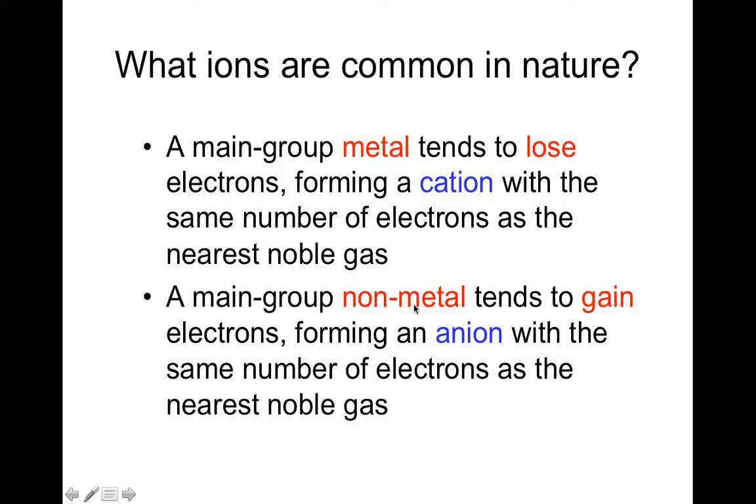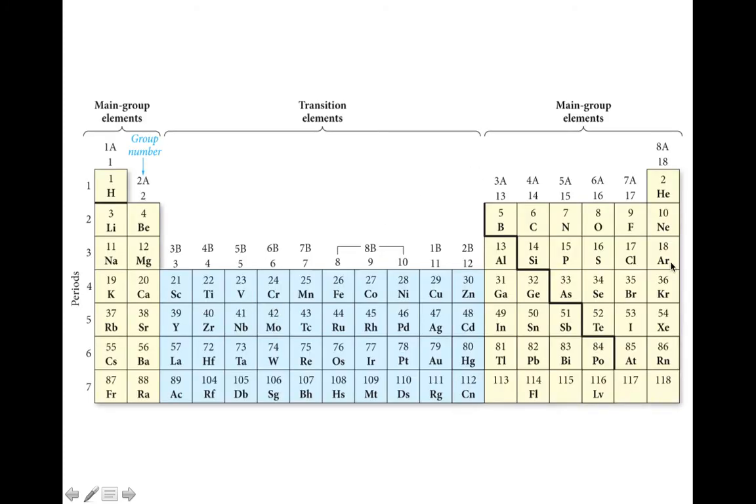A main group nonmetal tends to gain electrons, forming an anion with the same number of electrons as the nearest noble gas. Let's look at this one here, fluorine. Fluorine has 9 electrons, so it has a tendency to gain an electron, in other words, make 10. That will make it F minus, which we call fluoride, and it will have the same number of electrons as the nearest noble gas, which is neon.